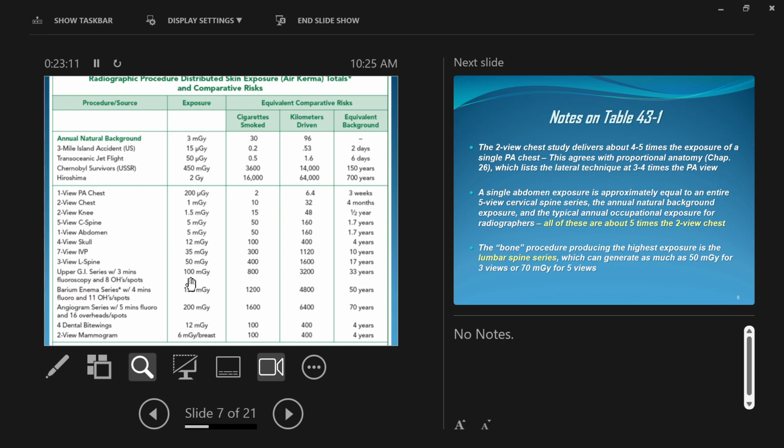Like the L-spine. Yeah, it's a lot, right? Yeah. So okay, let's keep going.